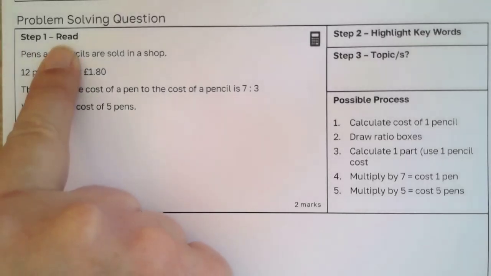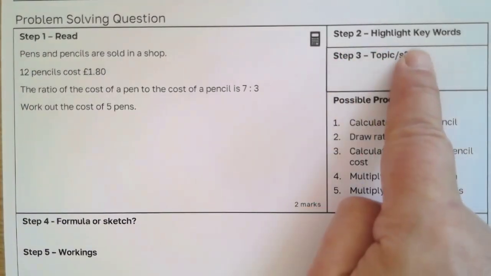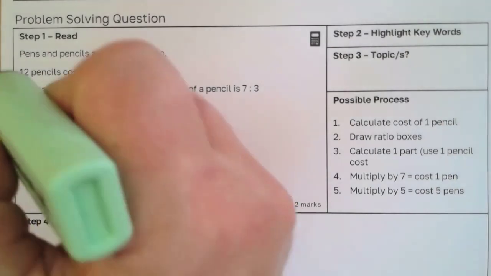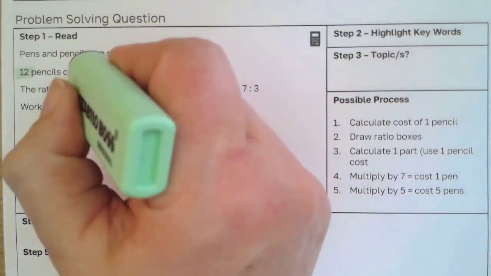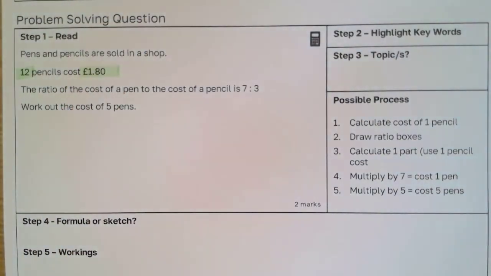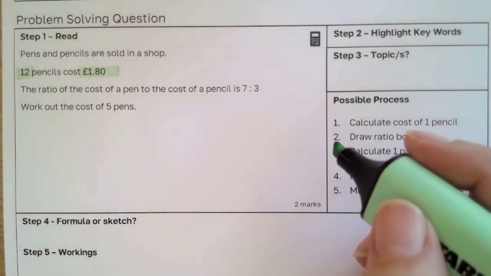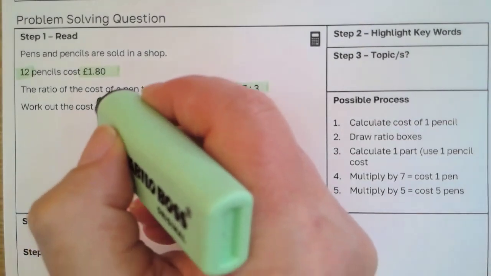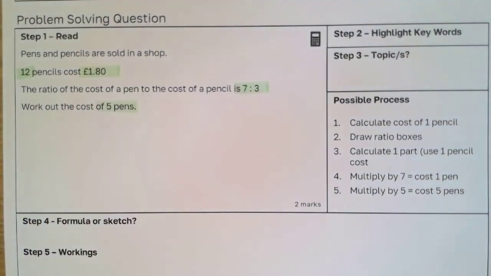Step one, we'll read. I'll combine it with highlighting as we go. Pens and pencils are sold in a shop. 12 pencils costs £1.80. The ratio cost of a pen to the cost of a pencil is 7 to 3, and we need the cost of 5 pens at the end.